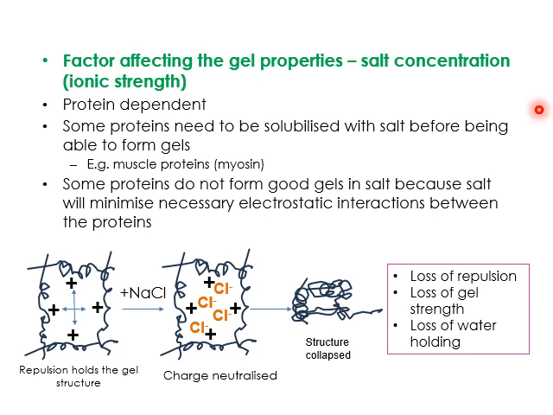Salt concentration can also affect the gel properties. This is ionic strength. Again, this depends on the protein. Some proteins need to be solubilized with salt before they're able to form gel. An example is muscle protein. But some proteins don't form good gel in salt, because salt will minimize the necessary electrostatic interaction between proteins. For example, the gel formation of this protein is held together through the repulsion of charge. However, when you add salt, the chloride will neutralize this charge, and then cause the structure to collapse. This will cause loss of repulsion, gel strength, and water holding capacity.